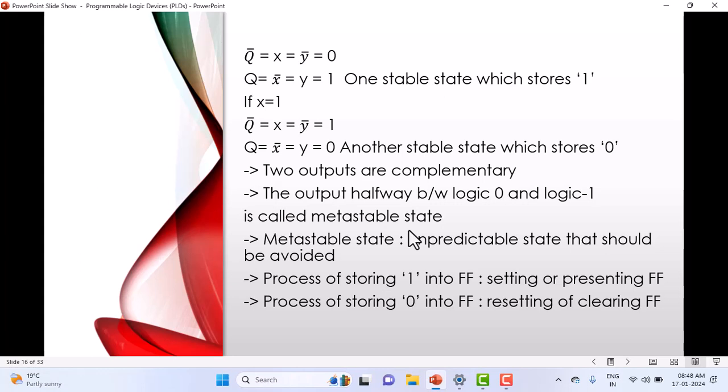Okay. The process of storing 1 is called the setting state of a flip-flop. Actually, there is a mistake in the spelling, please accept that. And the process of storing 0 is called the resetting state. In this, Q is equal to 1 and Q is equal to 0. Which one do you call the set state?